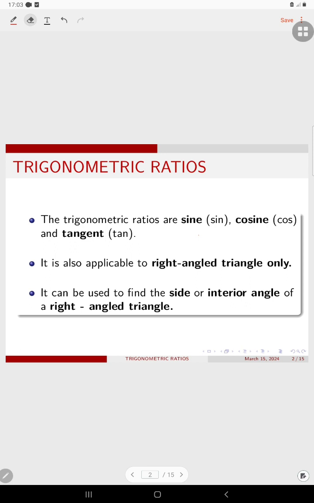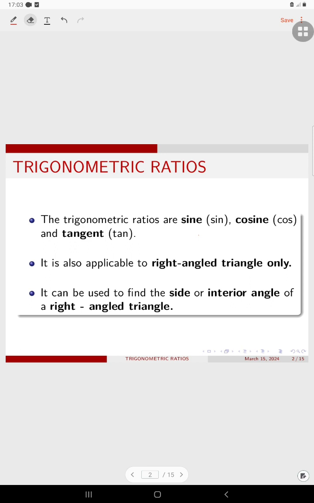Why ratio? I will show you very soon, because whenever you are finding them, you compare one length with another length. And one fact about these ratios is that we apply them to only right angle triangles. So take note of that for me.